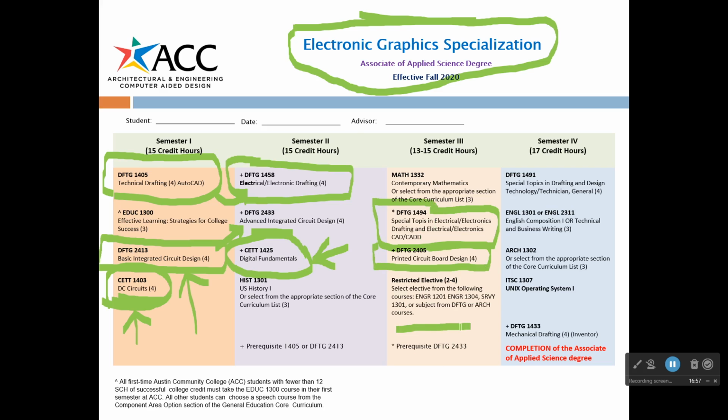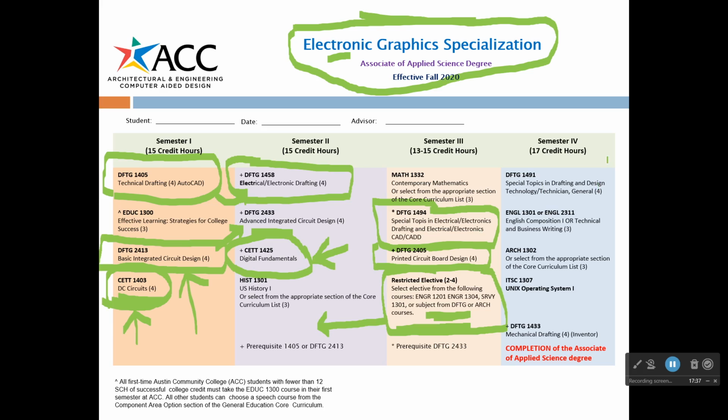But down here, we let you choose your restricted elective. And so for a lot of students, that's going to be either civil or mechanical or architecture. They're going to take one of those courses. And so we're pretty generic when we list that down here. I kind of think mechanical, that Dftg 1433, might be the best fit for the electronic graphics student. So I would probably recommend Dftg 1433 if you were choosing a restricted elective. The point is that could actually be taken next semester because most of these don't have a prerequisite except for 1405.